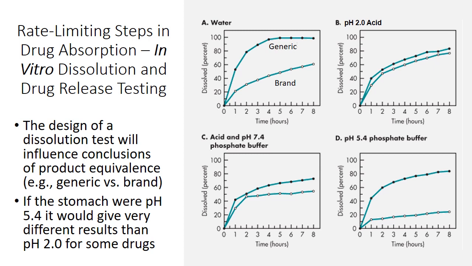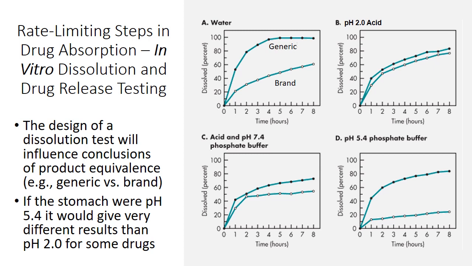So it's very important for these generic drug companies to test in multiple different conditions, right? These generic companies have to test all these different conditions, and they really have to show that there's consistency with the two different products, the brand and generic product, in these different situations. And the reason why that's important is because remember, all of these will go through the stomach, and then through the small intestine.